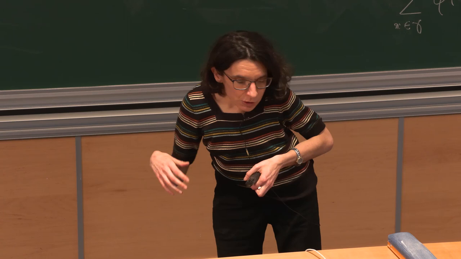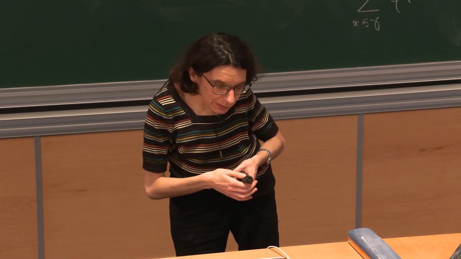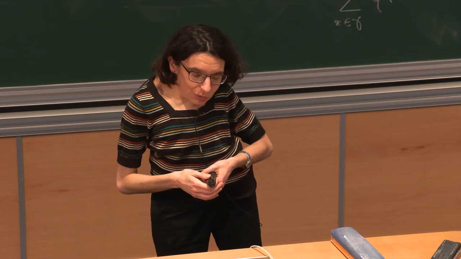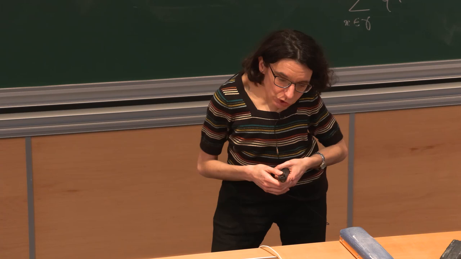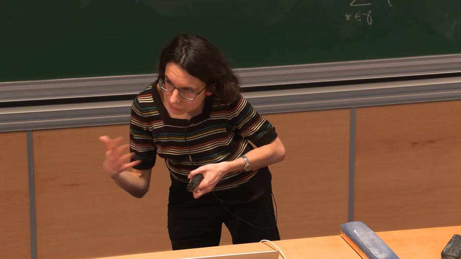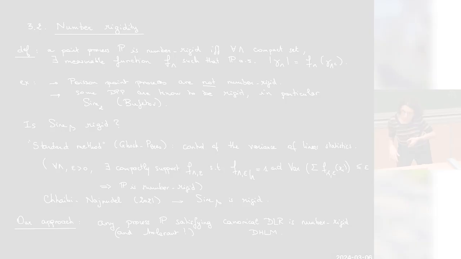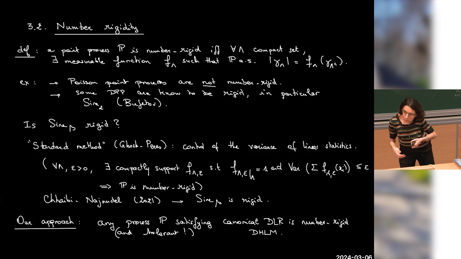I could make a whole talk about rigidity. There are a number of known results. We have a list, not so long, of point processes known to be rigid. And the question is, is sine beta rigid? Excuse me, is there some minimal condition on the kernel? Yes, Bufetov gave sufficient conditions for the DPP to be rigid for kernels on R. I could give you the references.